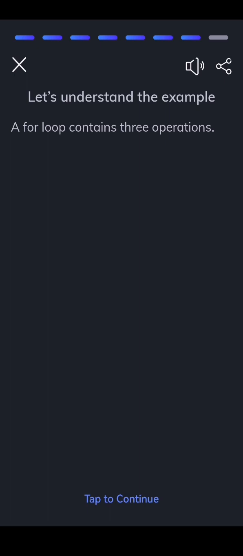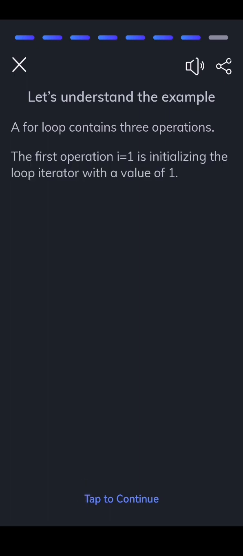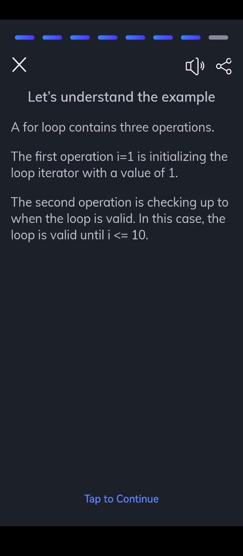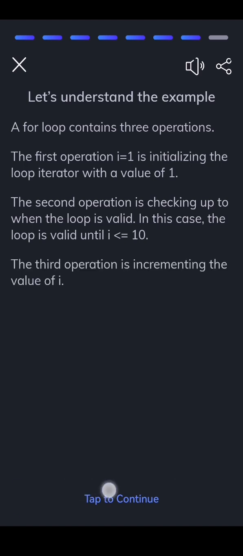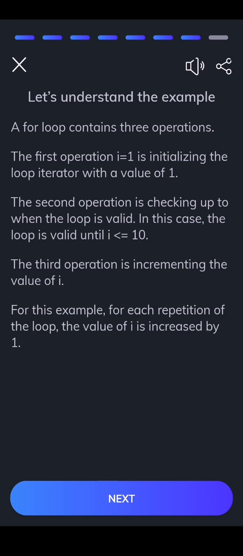A for loop contains 3 operations. The first operation I equals 1 is initializing the loop iterator with a value of 1. The second operation is checking up to when the loop is valid. In this case, the loop is valid until I less than equals 10. The third operation is incrementing the value of I. For this example, for each repetition of the loop, the value of I is increased by 1.